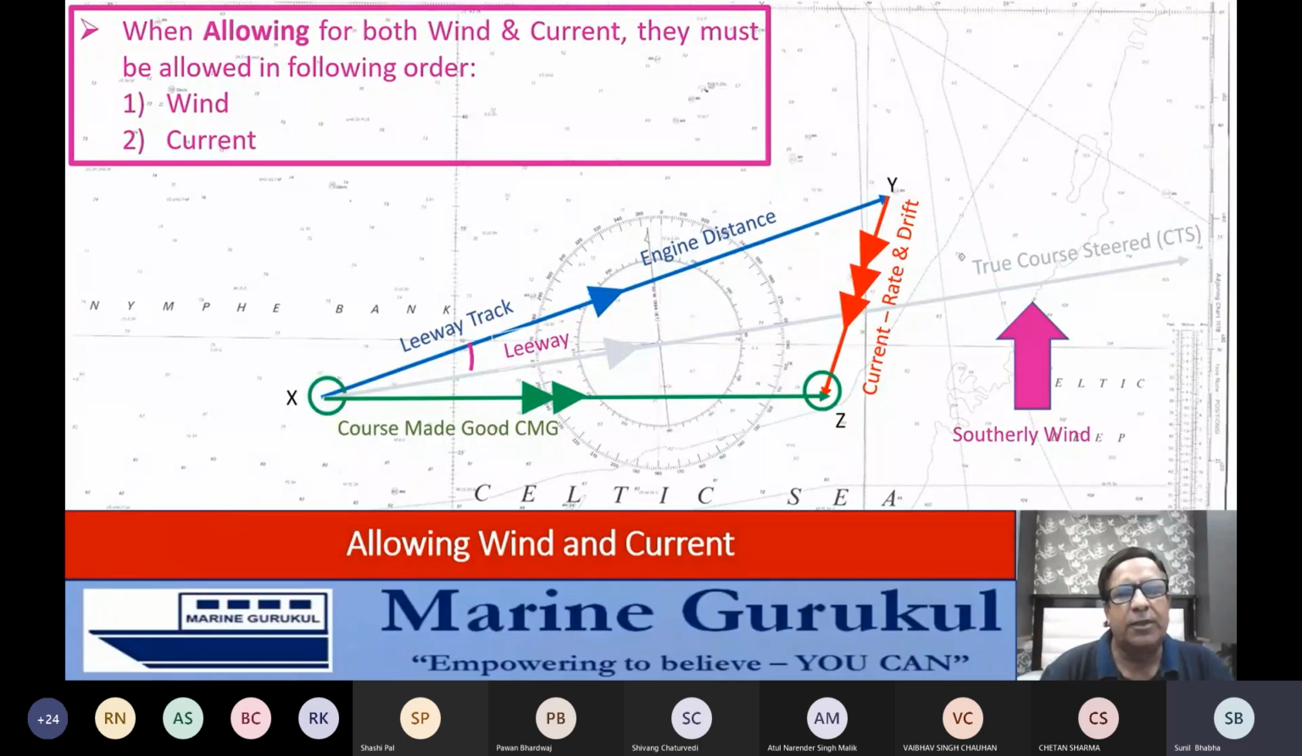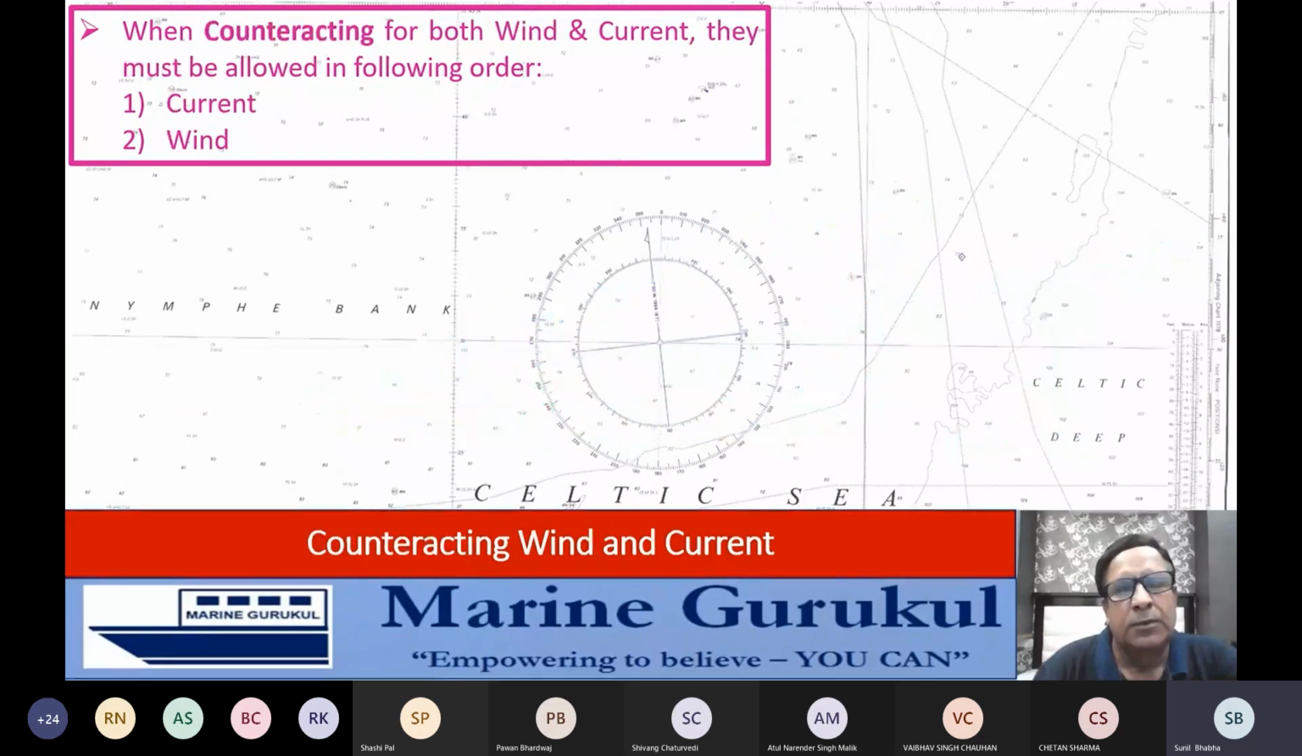So now we see in this triangle, we have the leeway track with magnitude as engine distance. We have the current track, and we have the CMG DMG track. This is how we allow for both wind and current. When factoring in both wind and current, we determine that they have to be counteracted. That means CMG is known and CTS is to be found. Please remember, we need to first counteract current, followed by wind.